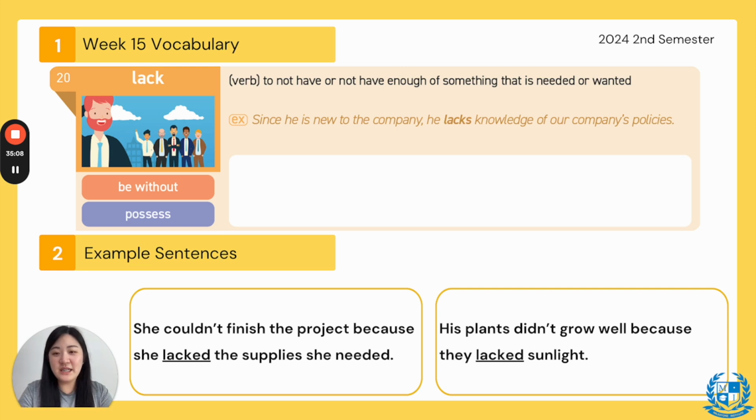Here it says she couldn't finish the project because she lacked the supplies she needed. So I remember a long time ago I would have to do these science projects at home. And I couldn't finish because I lacked enough glue. I needed glue to put some stuff on my poster and I didn't have enough. I lacked it. Next one, it says his plants didn't grow well because they lacked sunlight. Oh no, maybe they put the plant in the closet where there's no sunlight. That means it lacked it, so it probably withered and did not grow. Lack.